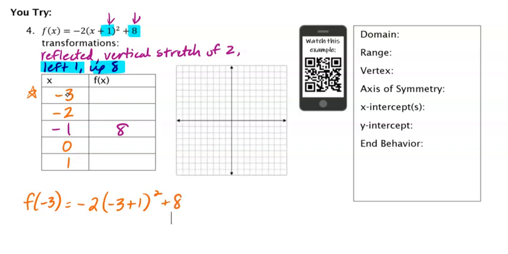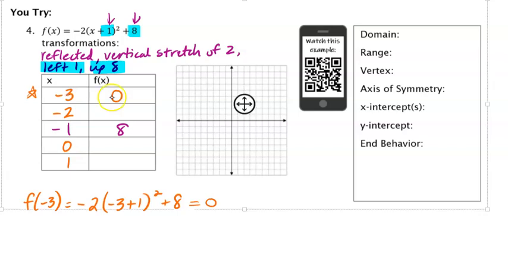From here, you could type this into your calculator, you could do it by hand, but either way you should get that the value comes out to be 0. So that means that the point -3, 0 is on our parabola. All right, so that's how you would do it by hand. You would, of course, have to do it 3 more times for the remaining points.